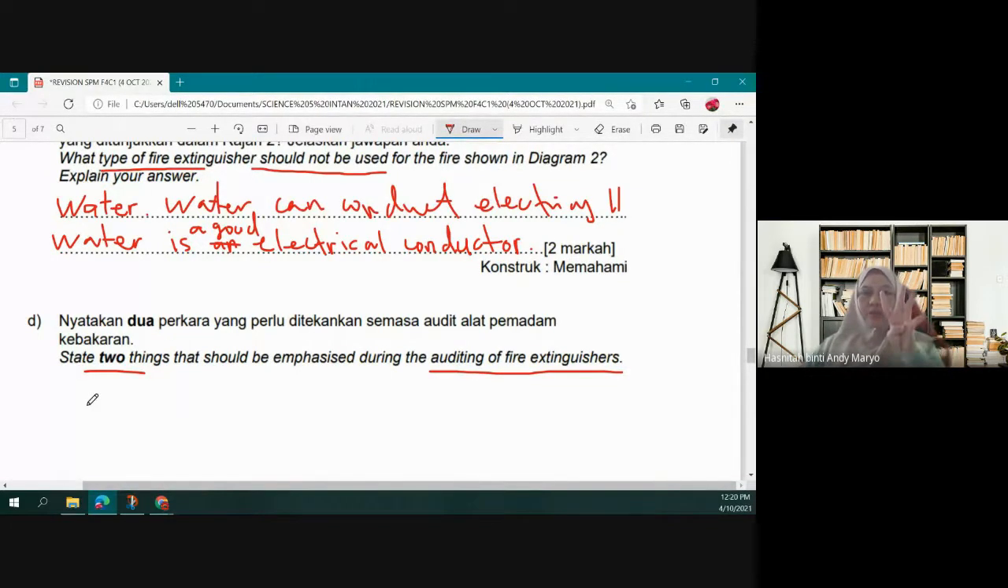Actually, you have 4 choices. You have 5. There are 5 options. You can write 4 things you can emphasize or you can highlight. So what is the first? Okay, so they ask for 2, so you give 2. So what will you write? You tulislah mana yang you paling senang nak ingat. Out of those 5, you can write which one is most easy for you to remember.